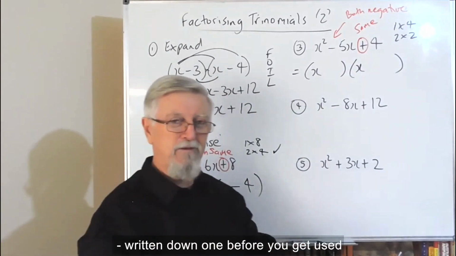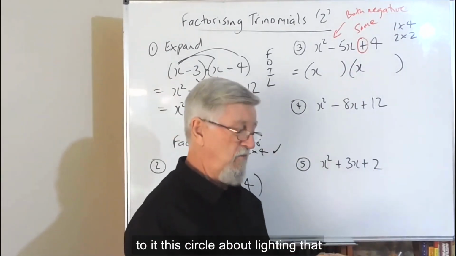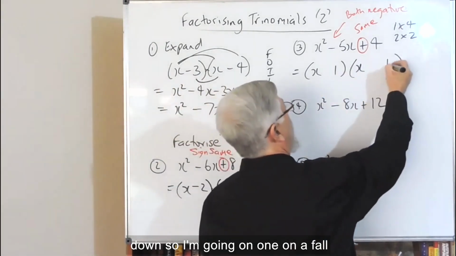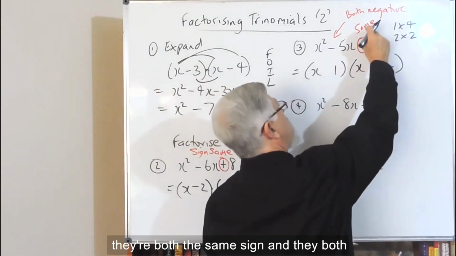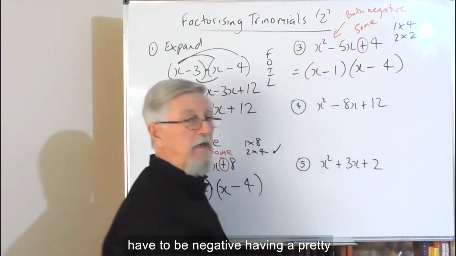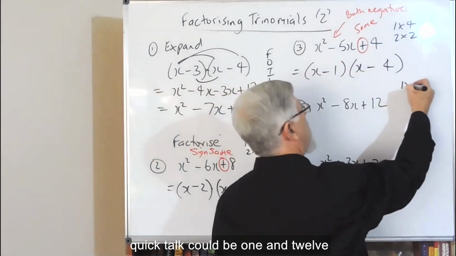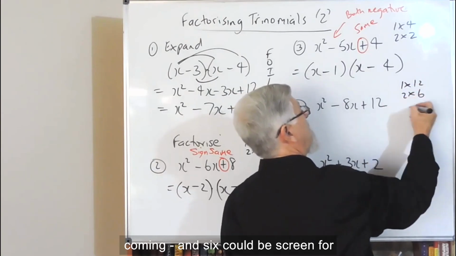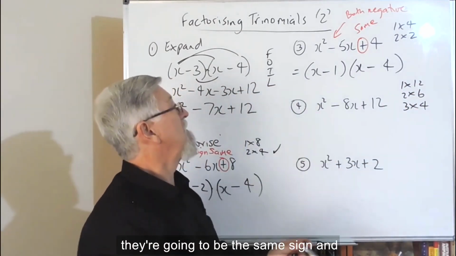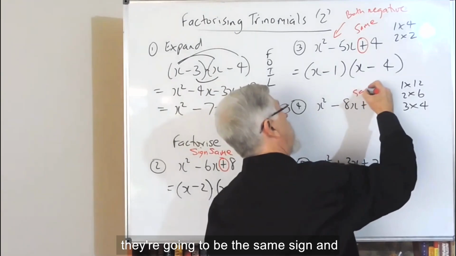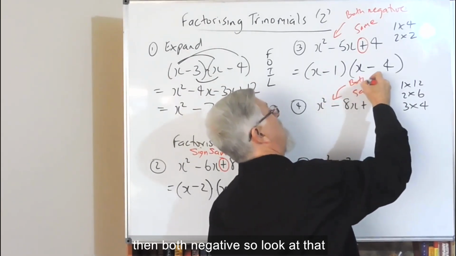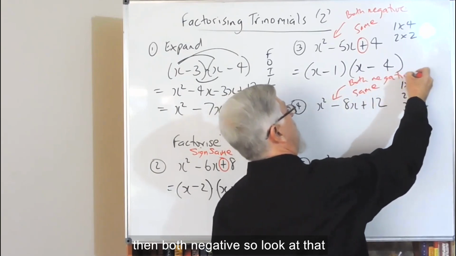Most people, by the way, once you've written down 1 and 4 and you get used to it, see it without writing that down. So we've got a 1 and a 4. They're both the same sign and they both have to be negative. So now we can get pretty quick. 12 could be 1 and 12, could be 2 and 6, could be 3 and 4. Which one of those adds up to 8? So they've got to be the same sign and they are both negative again.